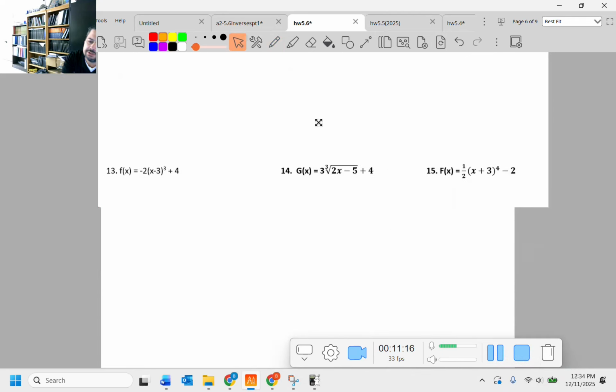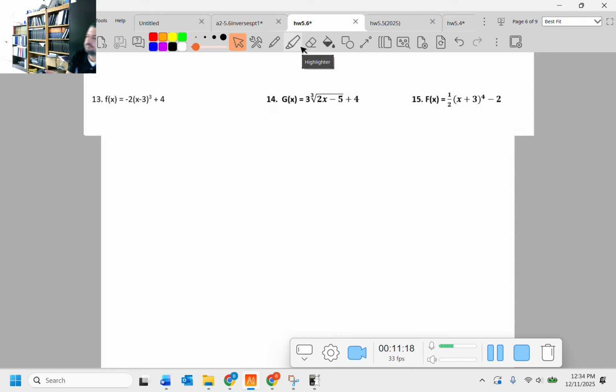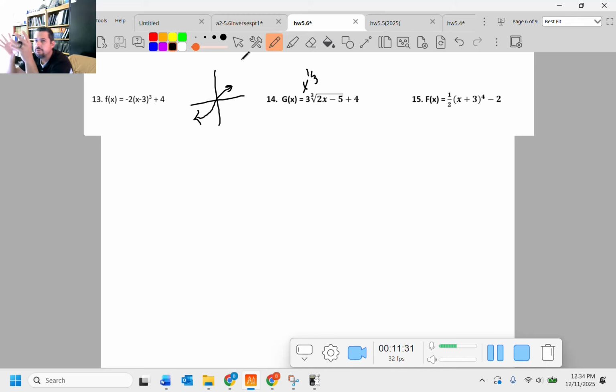Now, when I look at 14, I'm just really concerned about the algebra, to be quite honest with you. This is a cubic root function, right? This is x to the 1/3. Looks something like this. All cubic root functions are 1-to-1. They all pass horizontal and vertical line tests, so they're all 1-to-1. So let's just get that g out of there. We're doing the swap x and y step.